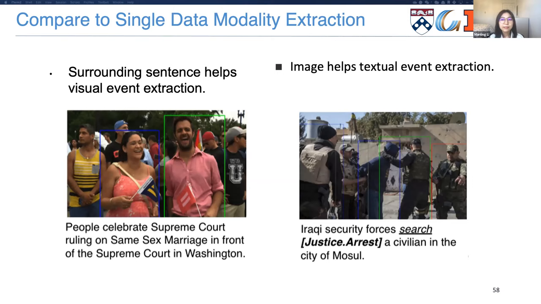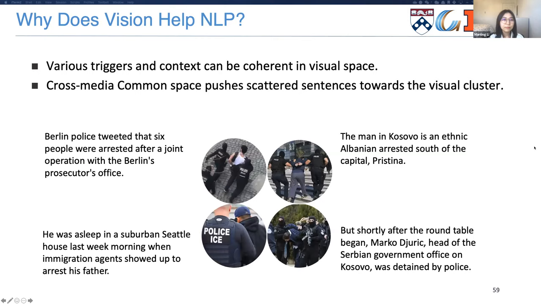In the second example, if we only look at the sentence, the word "search" is not able to be classified as an arrest event. But with the image clearly showing that there's an arrest event, the "search" can be extracted as arrest from text as well. One interesting discovery is that not only multimedia events benefit from multimedia training, but text-only and image-only event extraction are also improved.